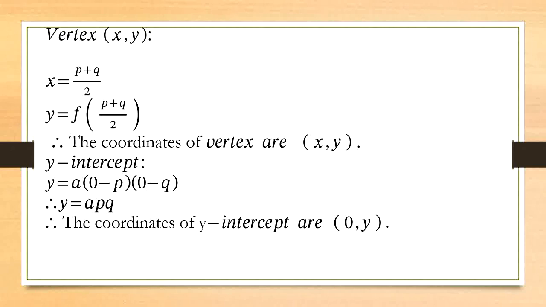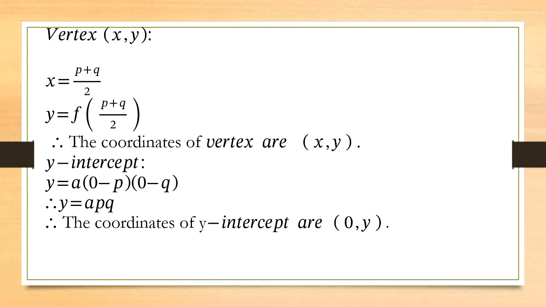Remember, the value of y in the y-intercept and the value of y in the vertex are different. So in the y-intercept, when we put x equal to 0, we have a times 0 minus p times 0 minus q. 0 minus p is negative p and 0 minus q is negative q. Negative times negative is positive. So a times p times q.